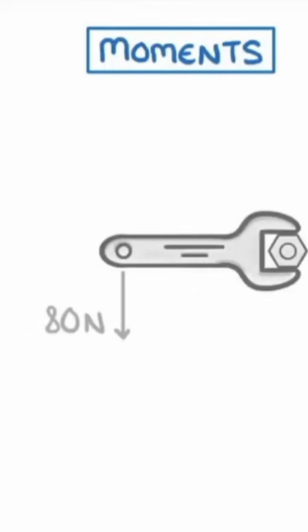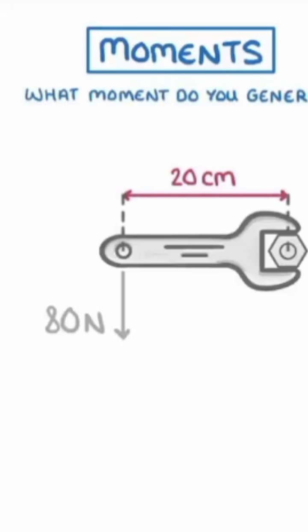Let's try to calculate our own moment. Imagine that you apply an 80 Newton perpendicular force to a spanner 20 centimeters from the pivot. What moment do you generate? First, we need to check our units and change the 20 centimeters into meters, giving us 0.2 meters. Then we can just multiply this 0.2 meters by 80 newtons to get our answer of 16 Newton meters.